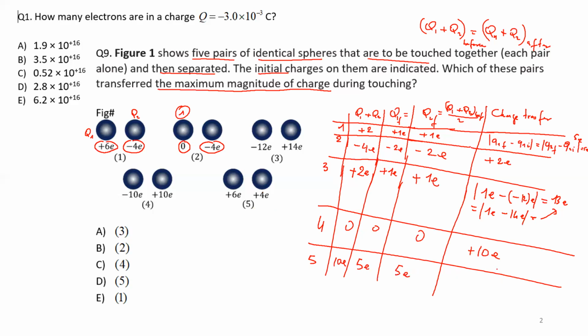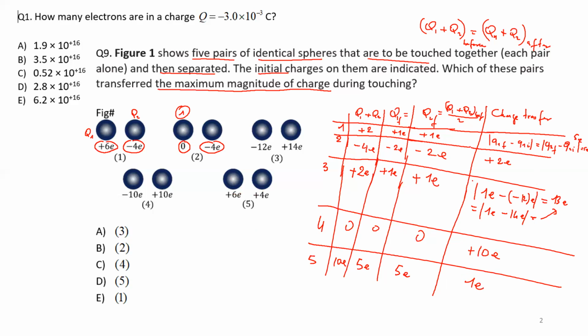And the charge transfer will be what? Who can tell me what should be the charge transfer here? It's just 1. So this one will lose 1. It will become 5. This one will gain 1 and become 5. So the charge transfer is 1.